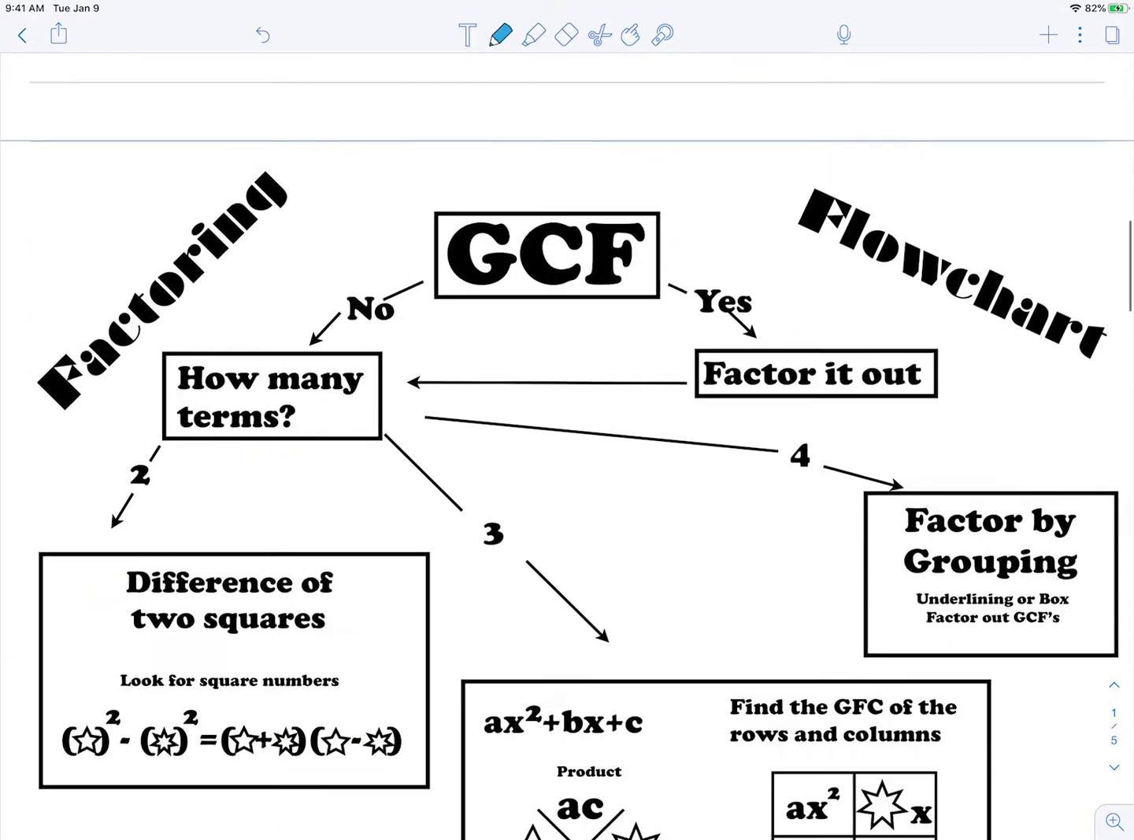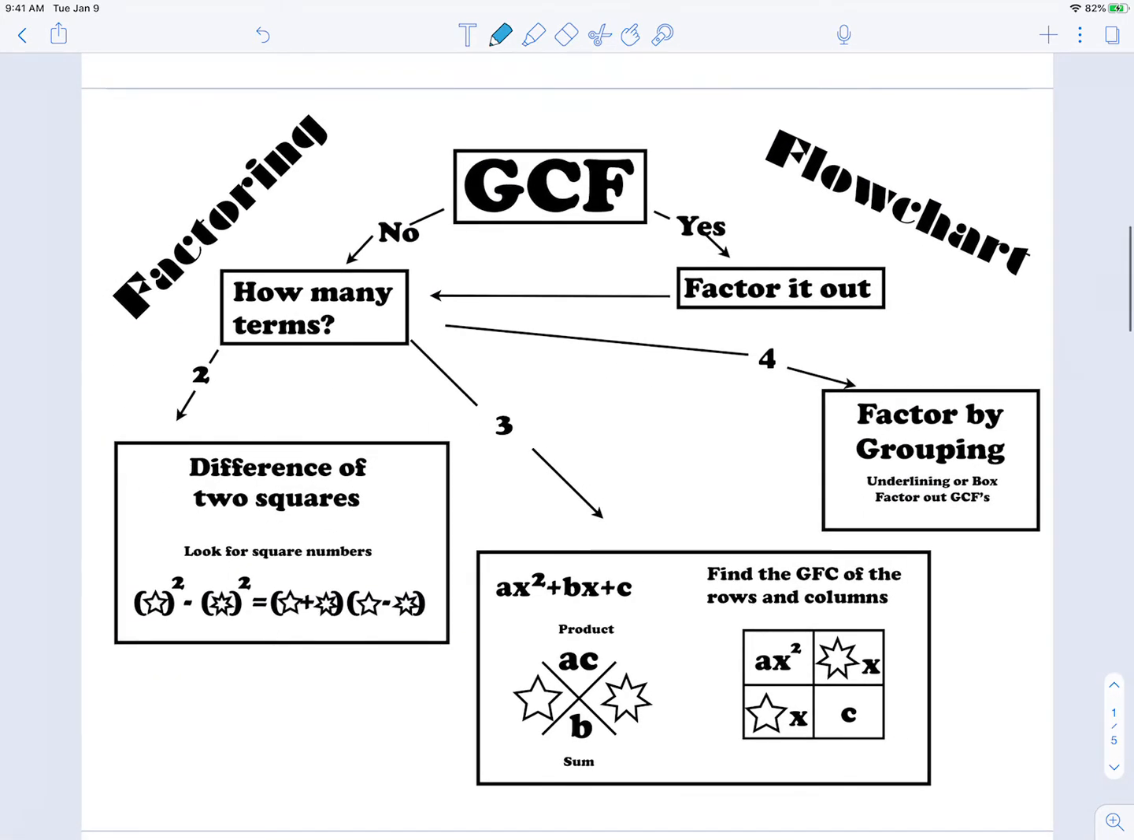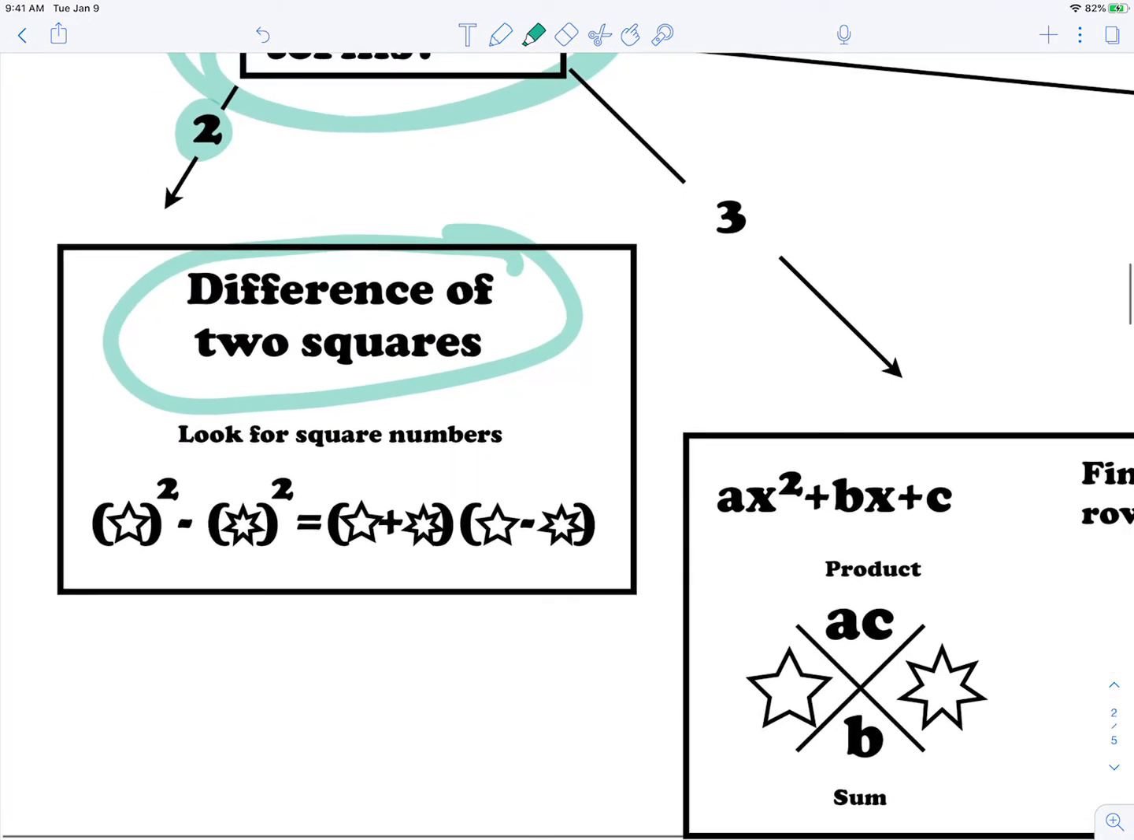So on our factoring flowchart, which hopefully you either printed or copied down, we have done the GCF. We are still going to be using the GCF today. Sometimes we are going to factor it out, sometimes we are not. And today, when we ask the question of how many terms are there, the answer is going to be 2. And the only option for factoring for what we're working on today is: is it a difference of two squares? So the way this works is you're trying to figure out if it is something squared minus something squared. You end up with a plus and a minus binomial.